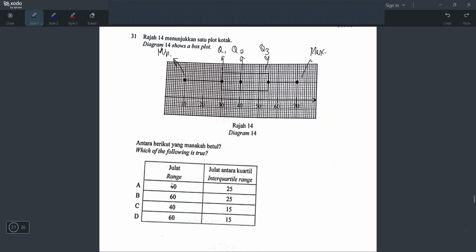Range. Okay, what is the range? Okay, they give you range and IQR. So what is range? Range is the Julat formula is maximum minus minimum. Maximum is 70 minus minimum 10. So the range should be 60. So this one wrong. This one wrong.